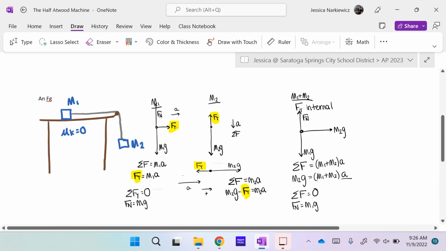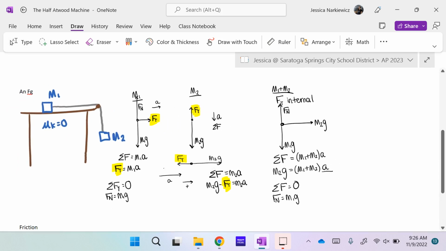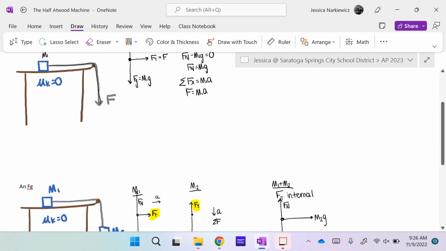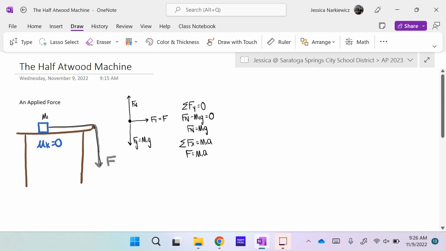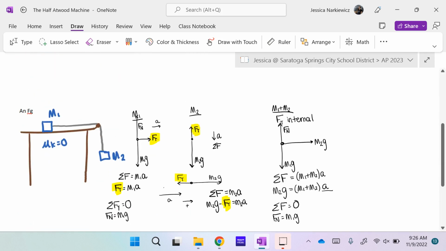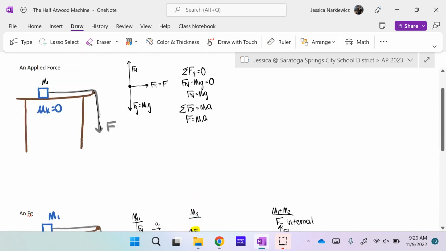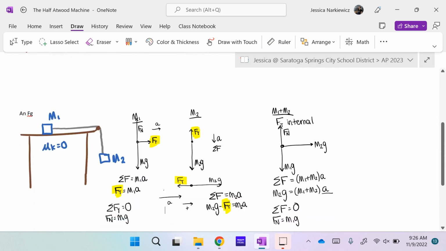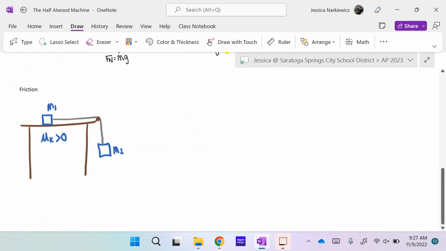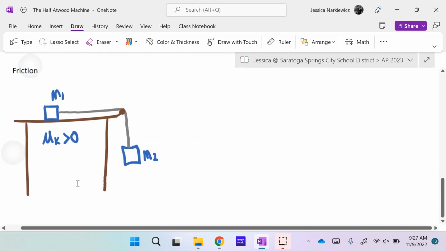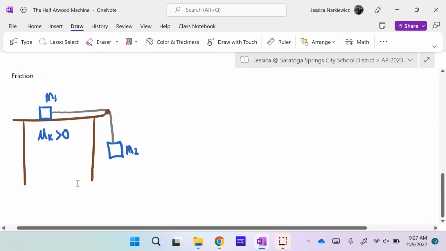Okay. Now, there is a question in our workbook that compares this system to this system, where this applied force and the downward force of gravity on block 2 are the same, and it asked us to compare the tension forces first and then also the acceleration. So that's an interesting question to look at. The last thing we're going to pay attention to in this video is the friction force.